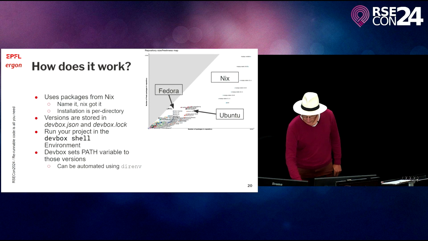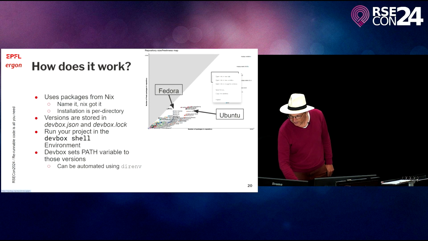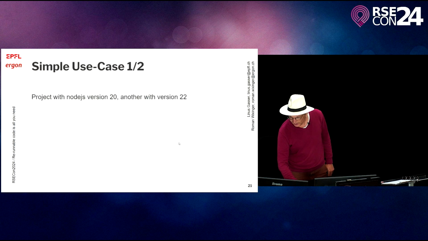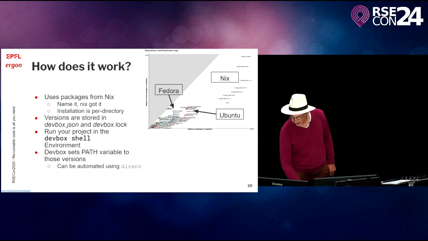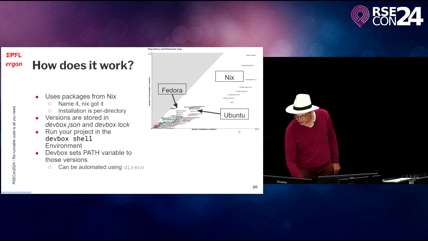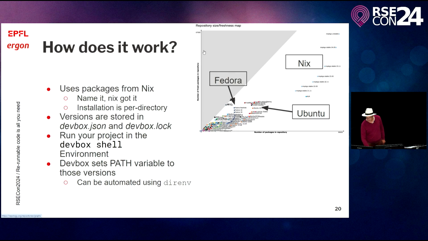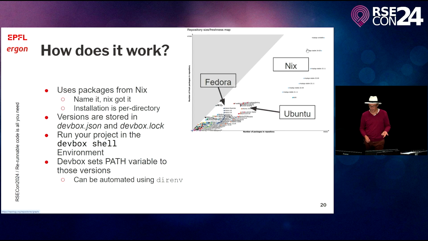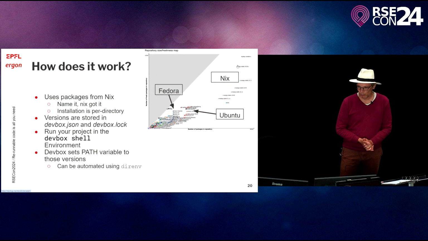Sorry for this graphic, it's a bit small. Here you have the number of packages in the repository on the horizontal, and on the vertical the number of fresh packages. Fedora has already quite a lot of packages. Ubuntu has some more. But Nix, I mean, it's just over here. So Nix really has a lot of packages. They're very much up to date. So this is very nice.